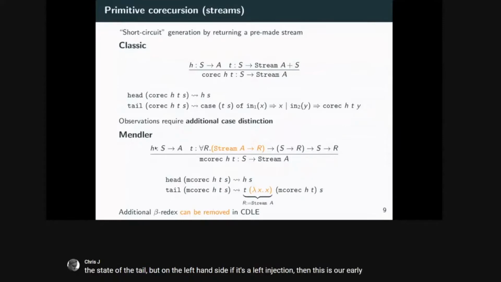Noting here, in the case of the Mendler-style formulation, you see that there is still this additional beta redex. But in the next section, I'm going to show that even this little bit of overhead can be completely removed in Cedille.